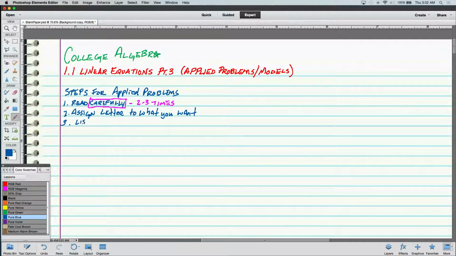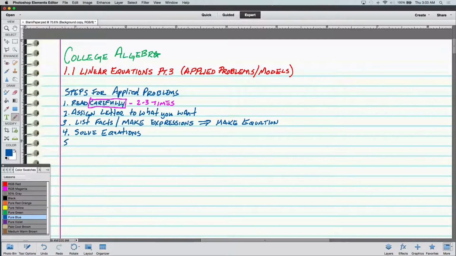Step 3, we're going to list the facts and make expressions. We want to make these expressions to represent a linear equation. And now step 4, we're going to solve this linear equation. And this is where we're going to use those 6 steps from the part 1 video.